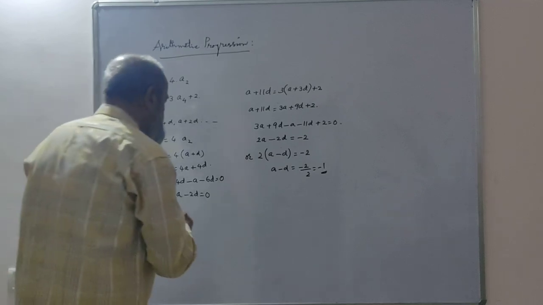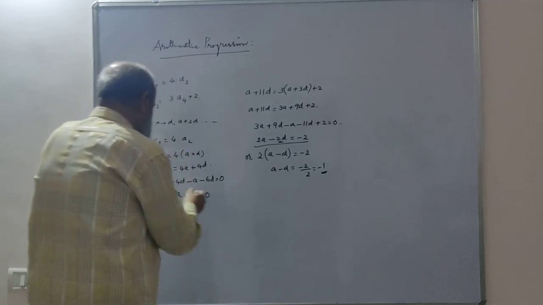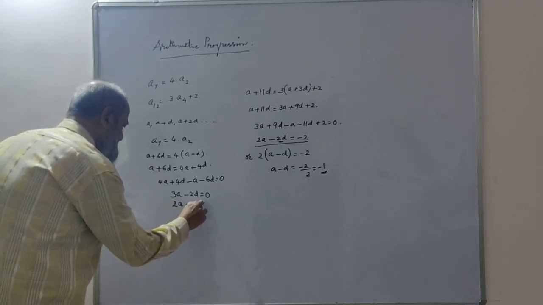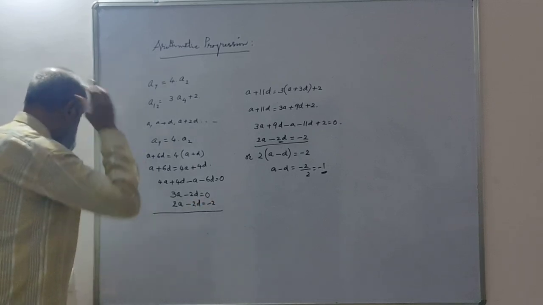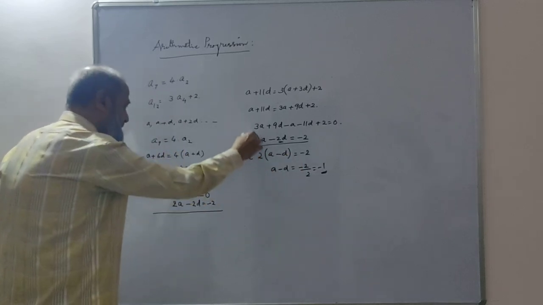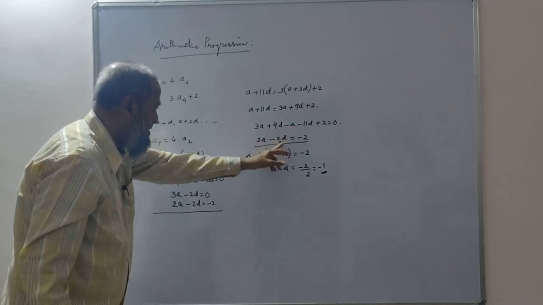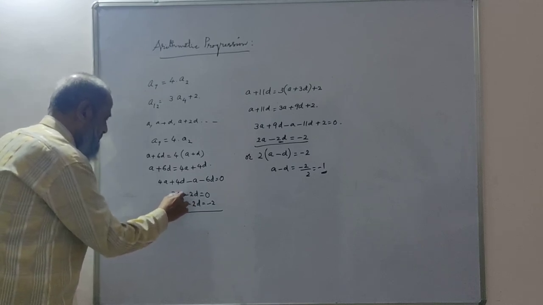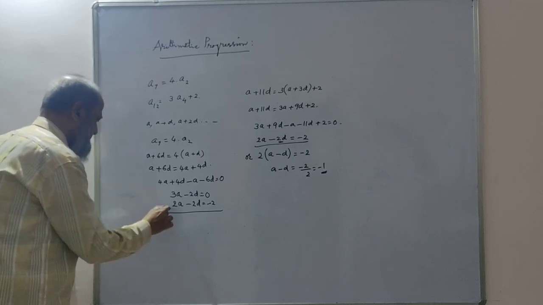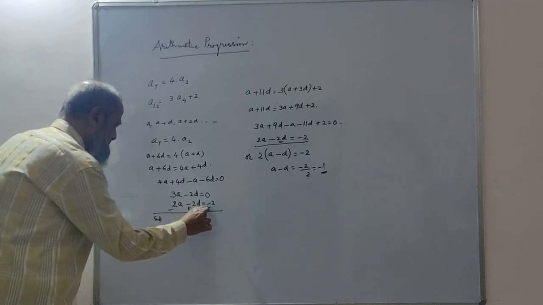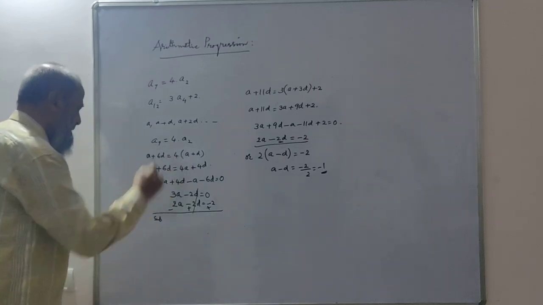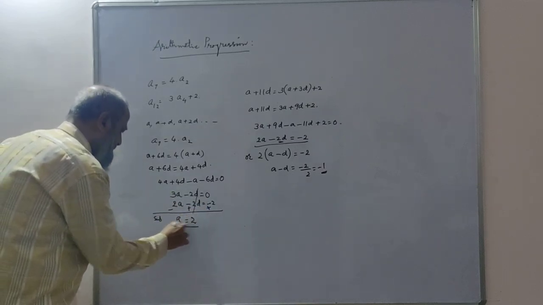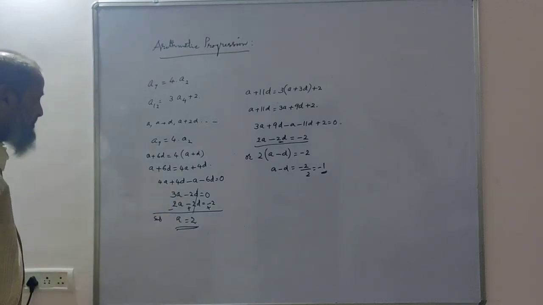Or I think we can have it this way only, because in this equation there is 2d, and in the other equation also there is 2d. So 2a - 2d = -2 we got. We need not simplify. Here both are minus 2d, so I have to use subtraction. Minus 2d plus 2d gets eliminated. 3a - 2a is a, equal to 0 + 2, which is 2. So I got the first term of the AP.